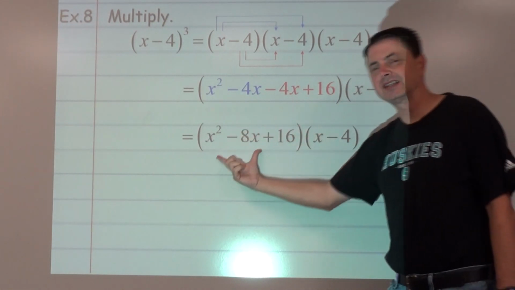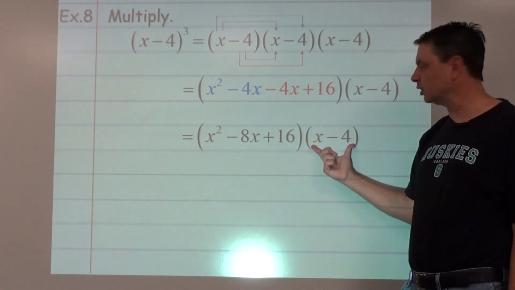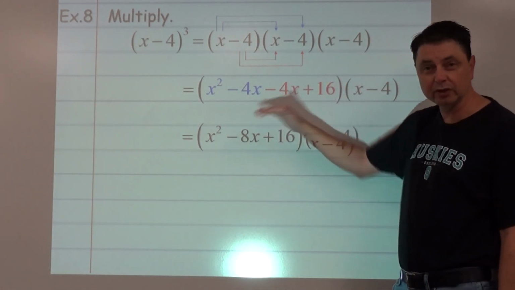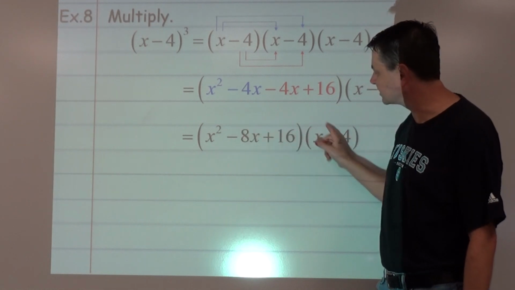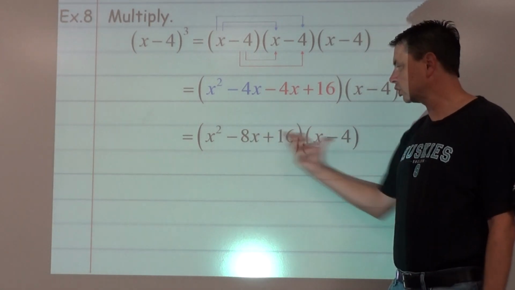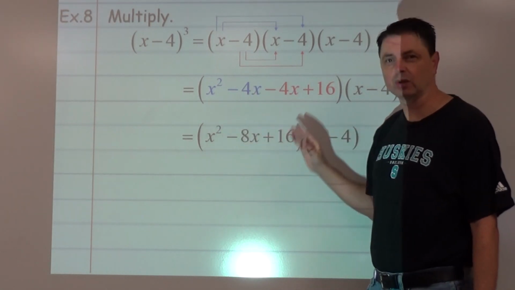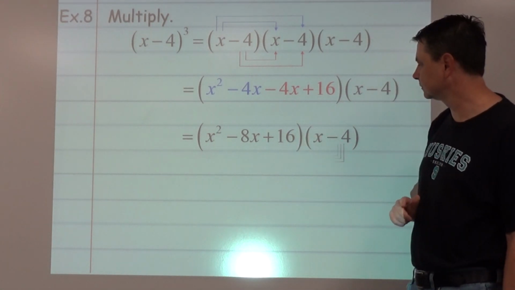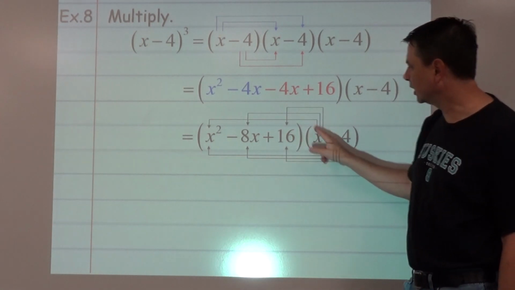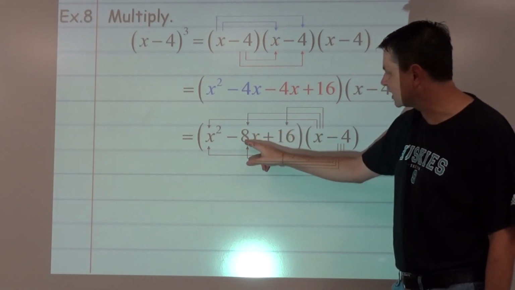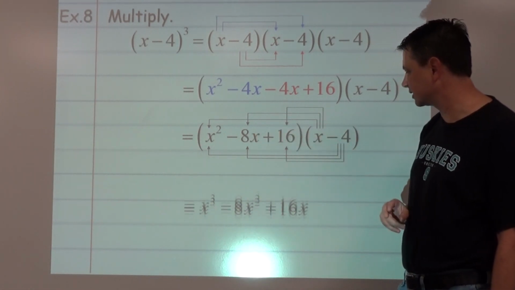Now, we have to take this trinomial and multiply by this binomial. We can distribute from the right, so we can multiply x. I like to do it from fewer terms to more terms. It works the other way as well, but it gets a little confusing. So x times x squared, x times negative 8x, x times positive 16.